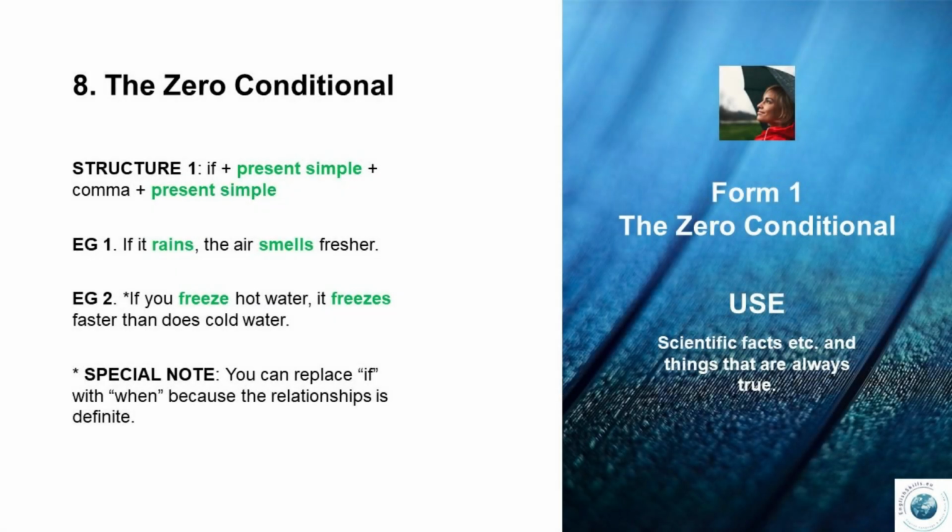Form 1. The zero conditional. Structure 1. If plus present simple plus comma plus present simple. Example 1. If it rains, the air smells fresher. This is something that the speaker wants you to believe is always true. Example 2. If you freeze hot water, it freezes faster than does cold water.